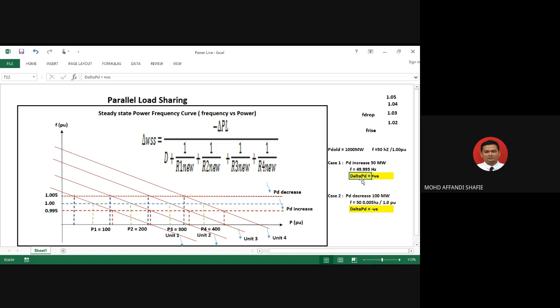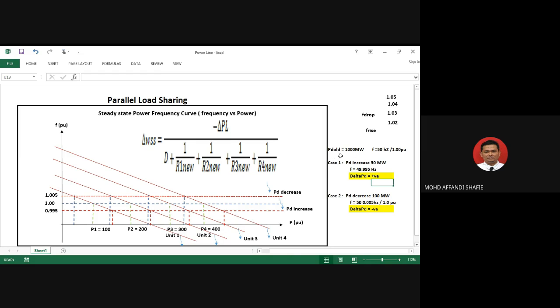Delta ni, delta PD ni, delta PL lah sebenarnya. Sama ada positif ataupun negatif. Kalau increase, maksud dia positif. Kalau decrease, dia akan jadi negatif. Nilai dia. So katakan, contoh.